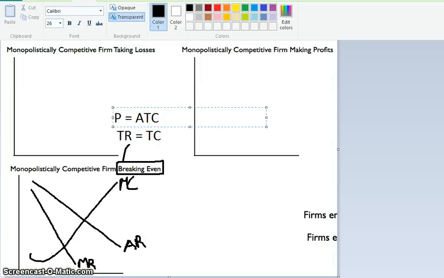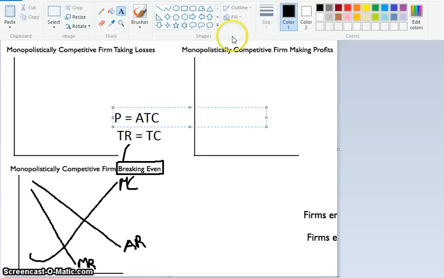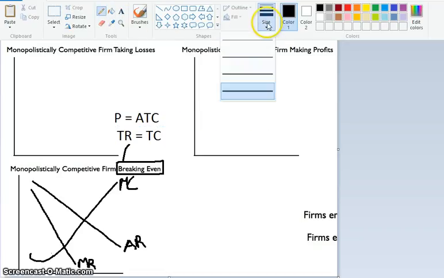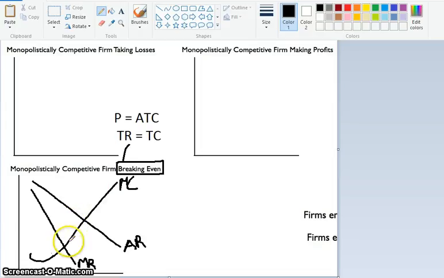So let me draw a few things on here for you. So we have MR equals MC. This is our quantity here, and I can't really label it, but it's down here. I don't have enough room on my screen. Now to find the price, I got to go up. So there's my AR, which equals my price. So I found my profit maximizing price. It's up here, and I went over. There's my price. So my price times my quantity, this space, is my total revenue.